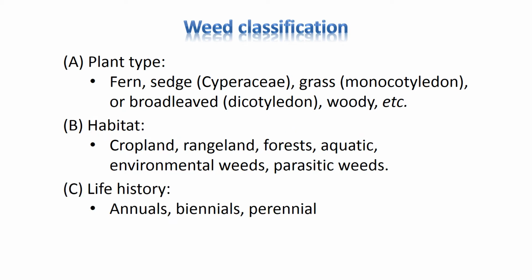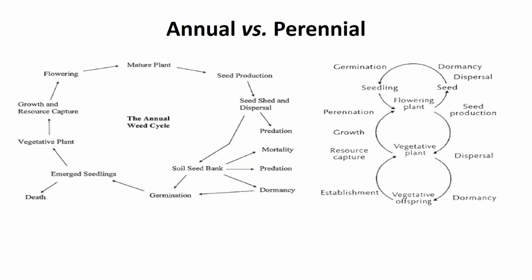Another way to classify weeds is based on their life history. I hope you guys are already familiar with plant life history. I don't want to explain in detail what annuals, biennials, and perennials are. Basically, a plant's life history determines the kind of cropping situations in which it might be a problem and what management methods are likely to succeed.